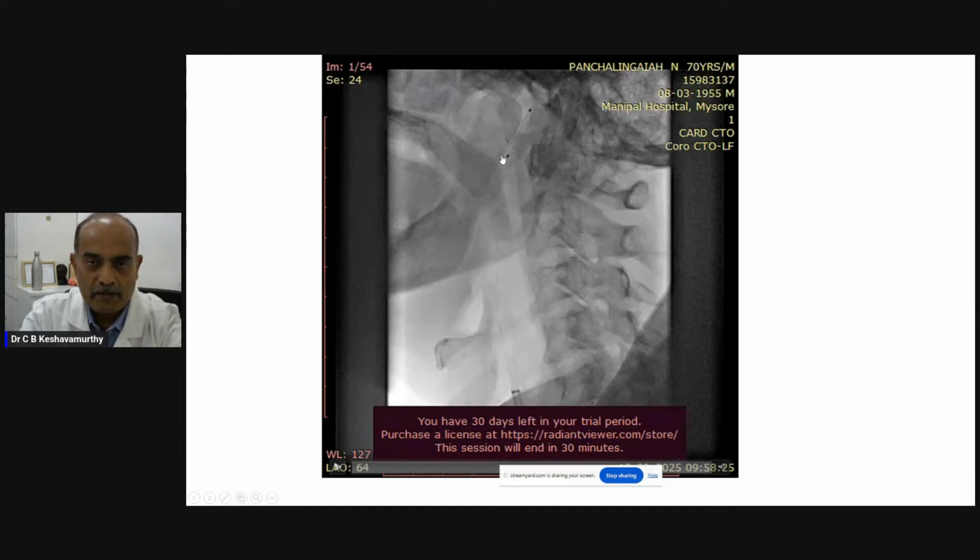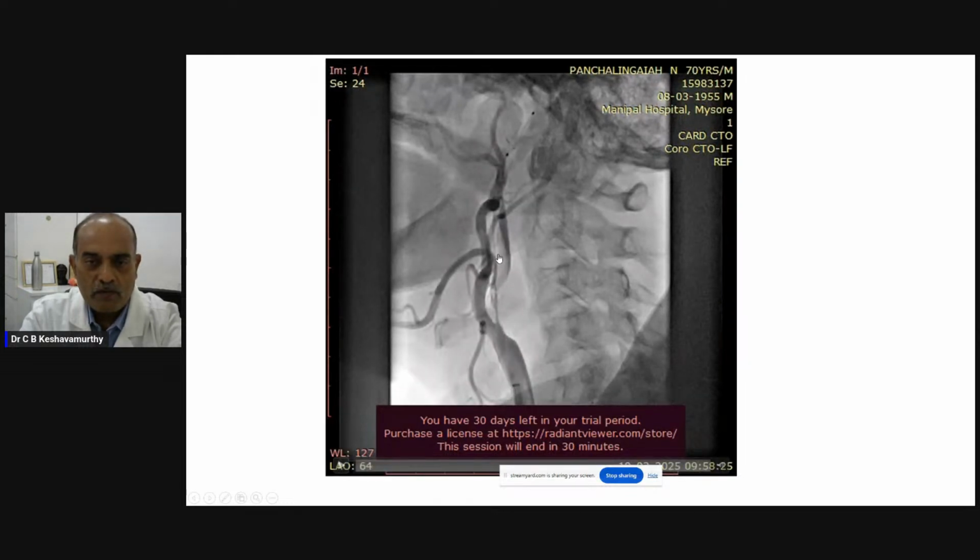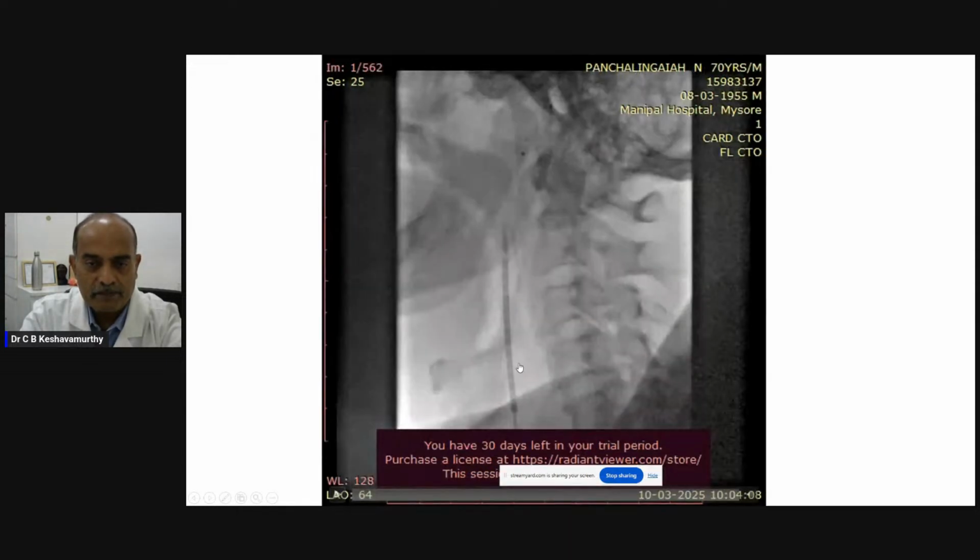This is a Spider FX device which we have placed here. You can see the filter which has been deployed in a relatively straight portion of the internal carotid artery, and this is the wire. So now you can see this huge thrombus. Once we pass that, you can see the critical stenosis and also the large thrombus burden.